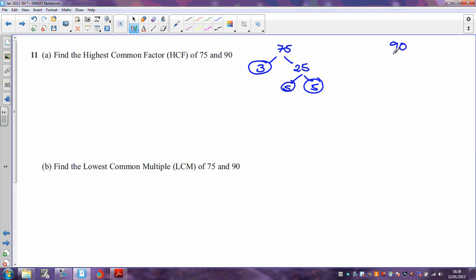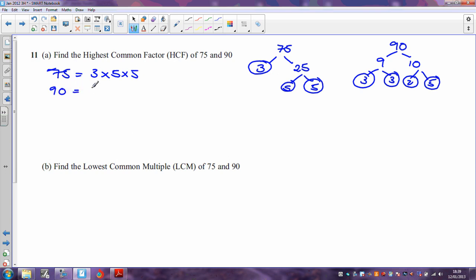If we now do the same thing with 90, two numbers that multiply to make 90 are 9 and 10. 9 is the same as 3 times 3, both of those are prime. 10 is the same as 2 times 5, and those are both prime. So we can now say that 75 is equal to 3 times 5 times 5. 90 is the same as 2 times 3 times 3 times 5.